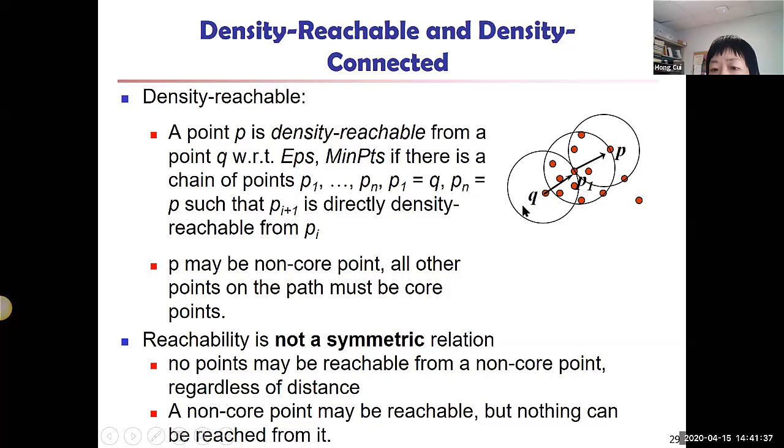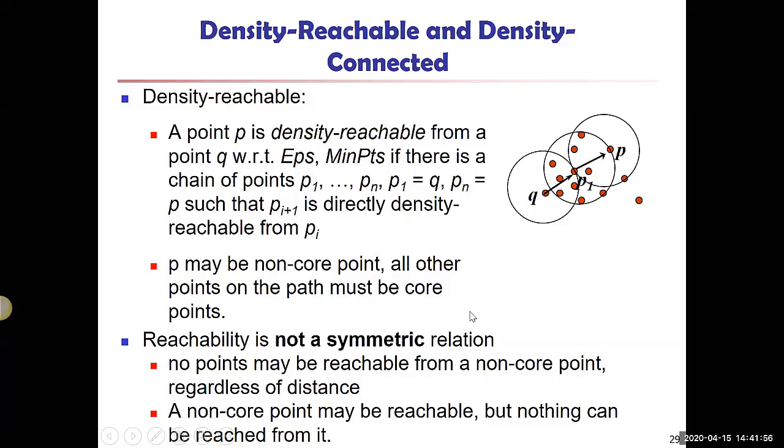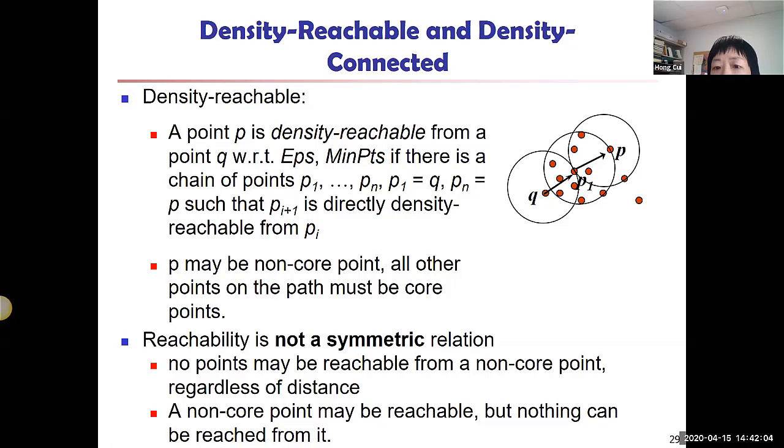There are lots of data points concentrated on my path. Therefore, P is density reachable from Q. Therefore, in clustering, P should belong to the cluster that includes Q. So do we always start with the core point, and all these definitions are with respect to a core point? Correct, yes. Q has to be a core point. And along this path, only P may be a non-core point. All the other points should be core points.